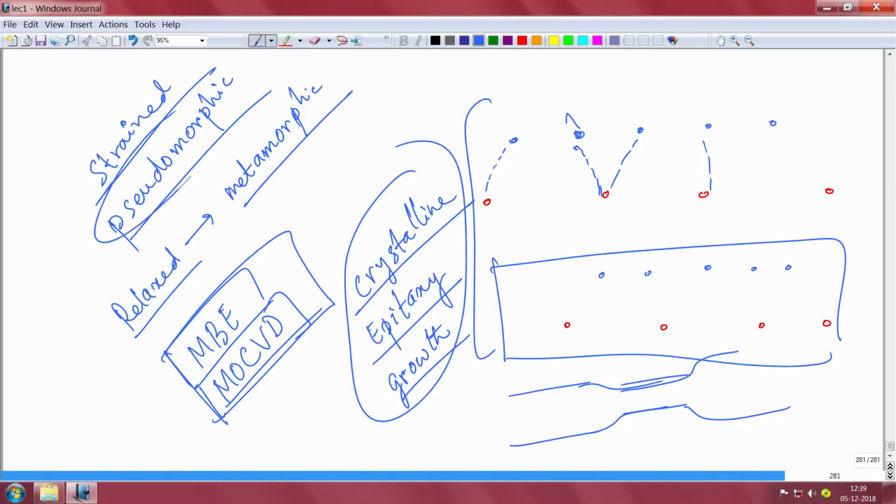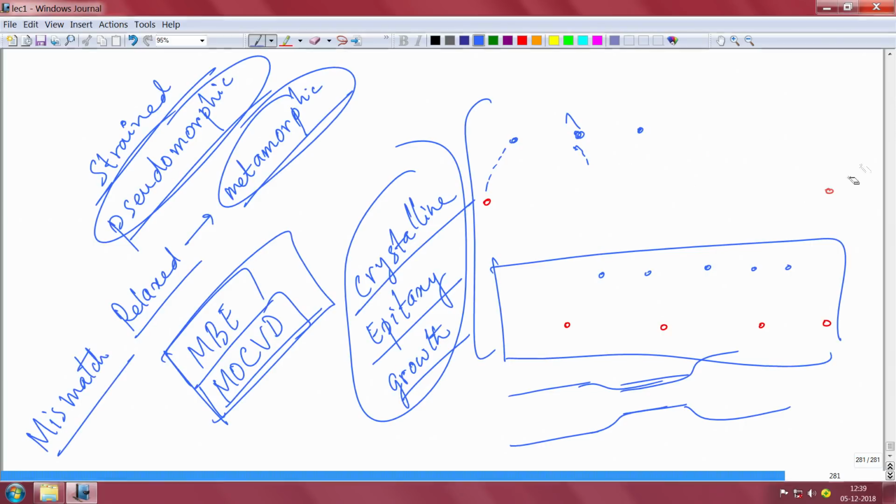It can be pseudomorphic or it can be metamorphic, and this depends on the lattice mismatch. What is the lattice mismatch? For example, if the bottom layer has a lattice constant of 5 angstrom and the top layer that you are growing has a lattice constant of 4.9 angstrom, then it is a very small lattice mismatch, and you would be able to grow a little thicker until the material relaxes. If on the other hand the lattice constant is 4 angstrom on top and 5 angstrom on the bottom, then you will get so much strain that in a few layers it will relax. So the percentage of lattice mismatch dictates how much you can grow pseudomorphic or strained.